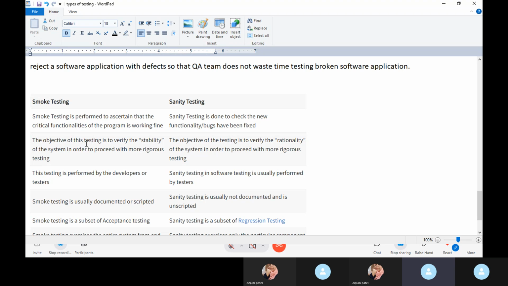The objective of smoke testing is to verify the stability of the system in order to proceed with more rigorous testing. And the objective of sanity testing is to verify the rationality of the system in order to proceed with more rigorous testing. Smoke testing is performed by developers or testers, and sanity testing is usually performed by the testers. Smoke testing is usually documented or scripted. Sanity testing is not documented or scripted. The meaning is, for smoke testing we generally write test cases, but for sanity testing we do not write any test case.